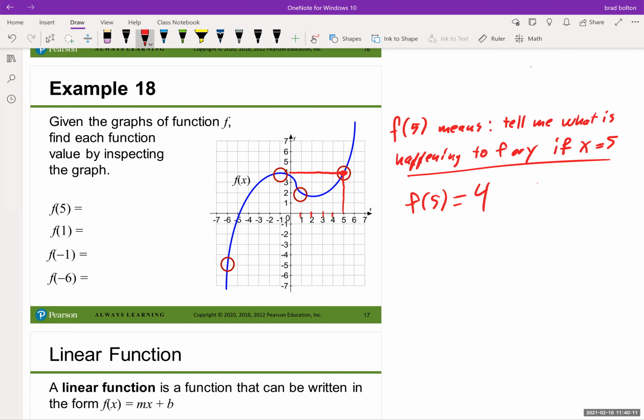So I have a coordinate 5 comma 4 on the graph. This notation right here is actually telling us xy coordinates, 5 comma 4. You just have to find the y coordinate.